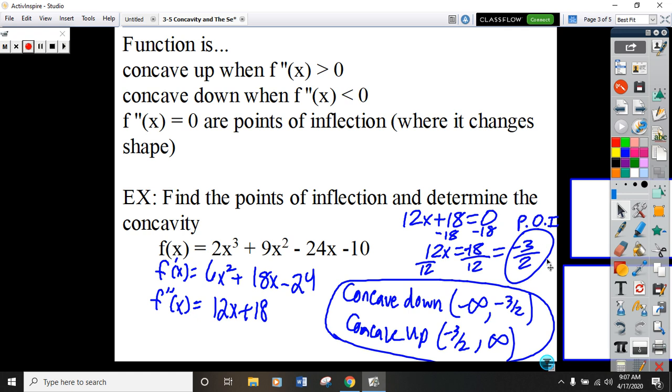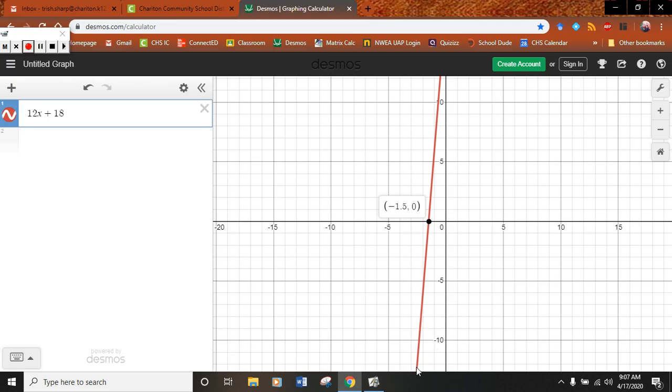So that point of inflection really does dictate our concavity. Once you find that, you're going to use that in your intervals. And if you have multiple points of inflection, then you'll just have multiple intervals of concavity. So again, if we look back at the graph, concave down from negative infinity up to negative 1.5, concave up from negative 1.5 to positive infinity. Alright, so that's our first example.